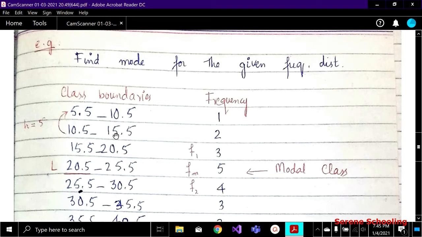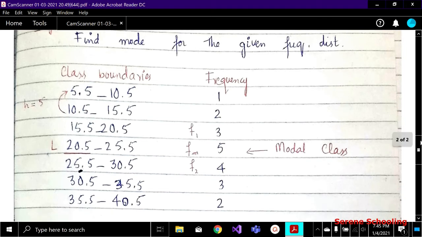We are given these boundaries already. We don't need to make the boundaries because we are given them already. If we are not given the class boundaries but only class limits, then we have to find the class boundaries by subtracting, in this case, 0.05 from the lower class limit and adding 0.05 to the upper class limit. We have discussed this already in the previous lectures.